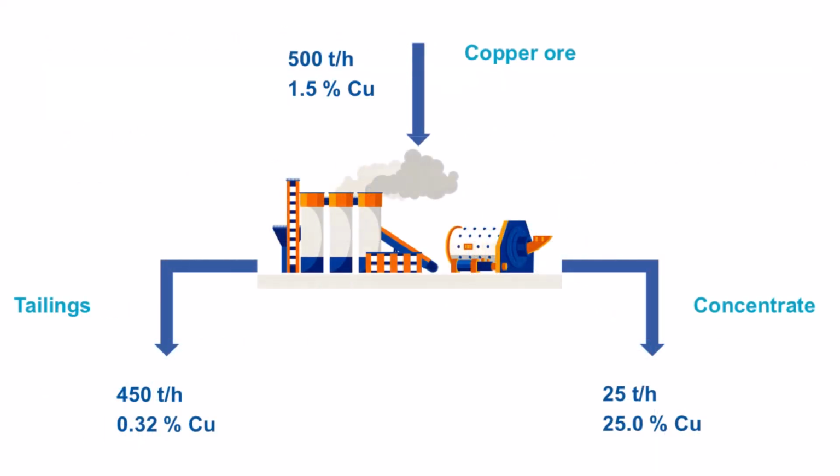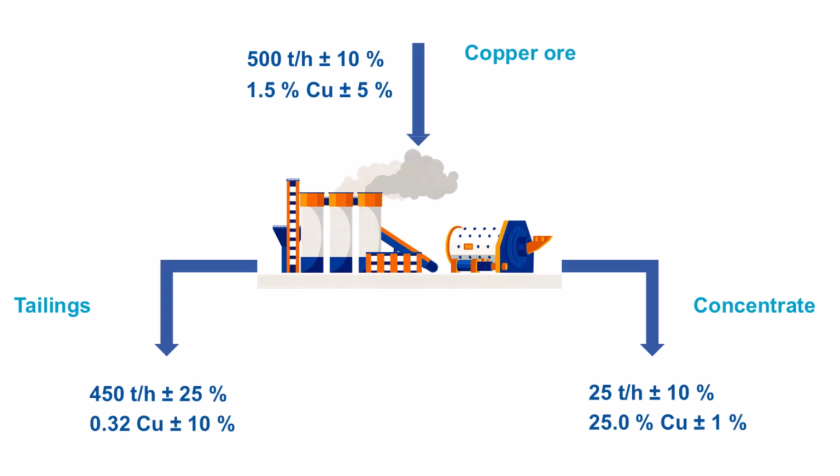Introducing measurement errors helps us understand the situation. Each measurement is characterized by an error expressed as a relative error in percent, depending on the sensor accuracy, the methods used, the sampling error. For the mass flow rate, the measurement error is 10% for the feed and the concentrate and 25% for the tailings. For the copper content, the measurement error is 10% for the tailings, 5% for the feed, and 1% for the concentrate. We observe that copper grades are significantly more accurate than masses, a situation frequently encountered in real plants.